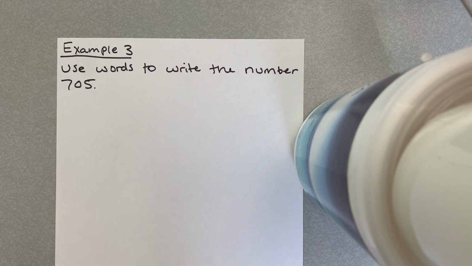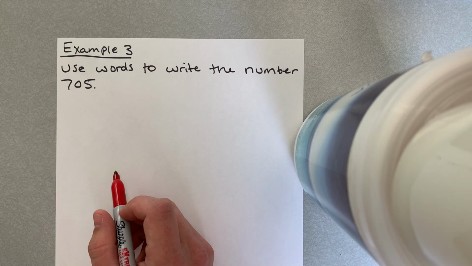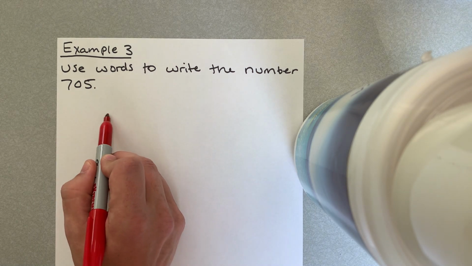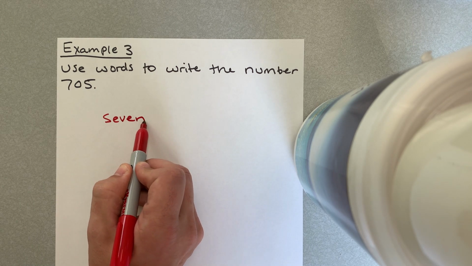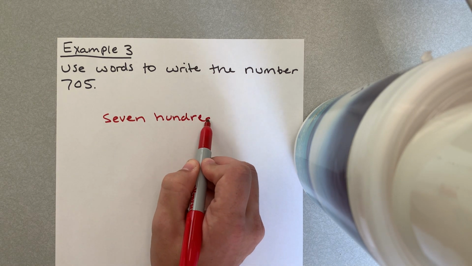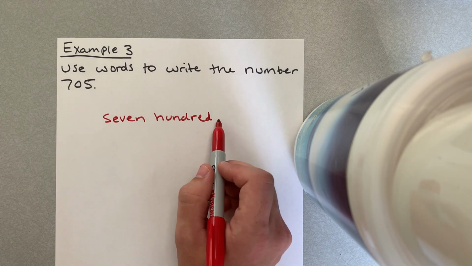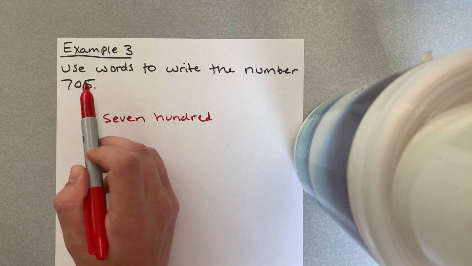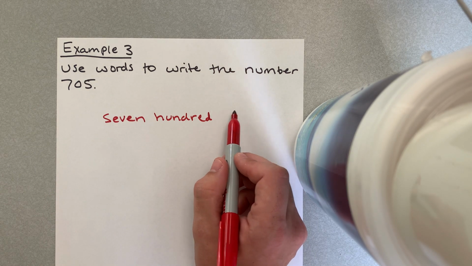Our next example is example 3. It says use words to write the number 705. Again, you know what page, fourth grade, to look at to help us spell it. So I know my first digit in the hundreds is 7, so I'm going to spell 7, then 100, and then my last, so there's nothing here in my tens column, so I just have 5. 705.